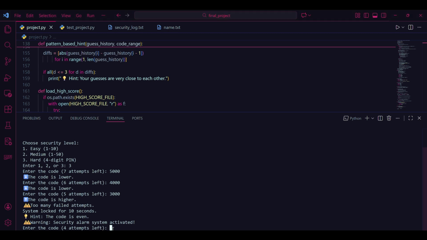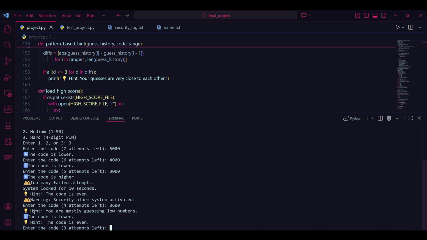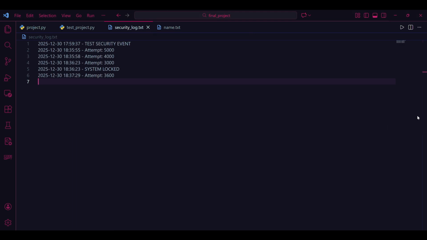The program also provides controlled hints, including pattern-based hints that analyze the user's guessing behavior. These hints help legitimate users while still preserving overall system security. All important events, such as failed attempts, lockouts, and access results, are written to a security log file.